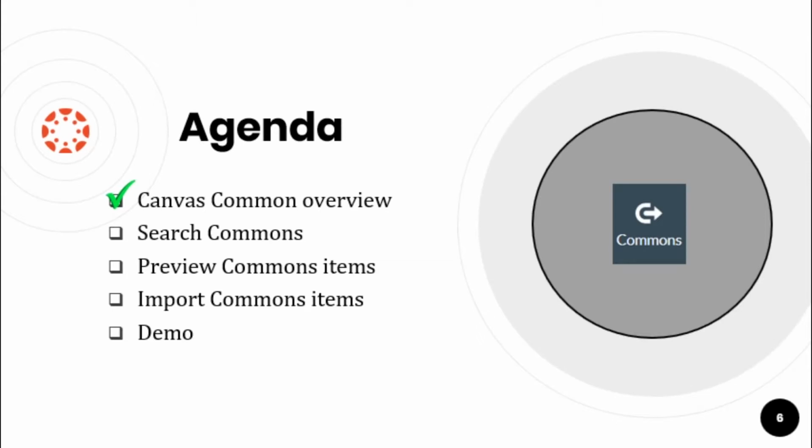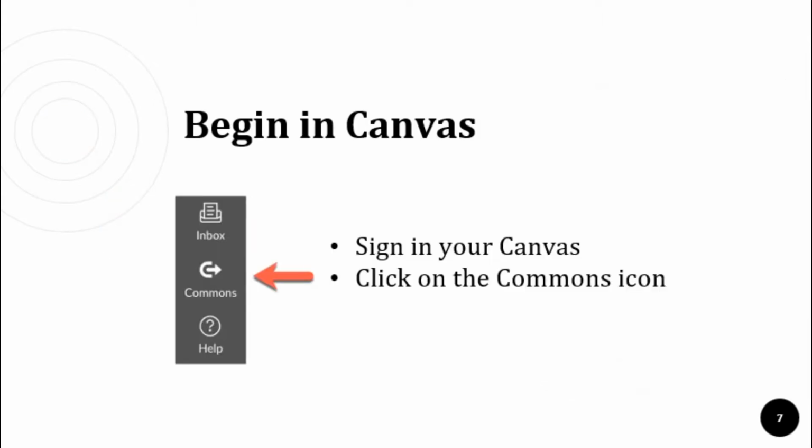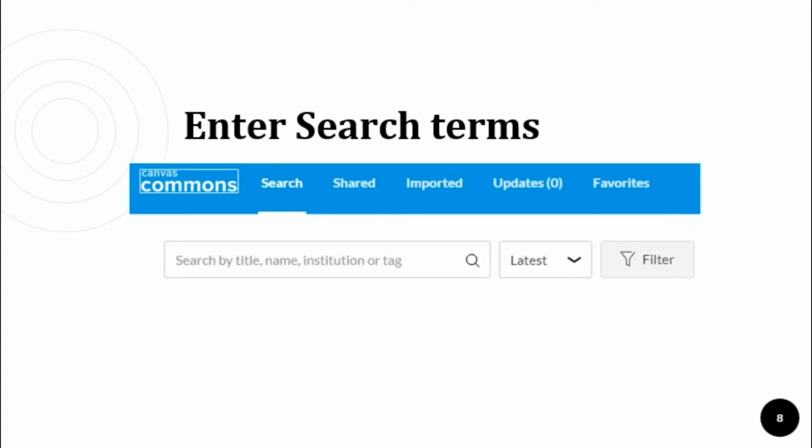Next on our agenda, how to search Commons. Begin by signing into Canvas. Then you will click on the Commons icon. It's a C with an arrow pointing to the right. At the top of your screen on the right, you will see the search bar. Here you can enter words, phrases, or the activity type that you're looking for.